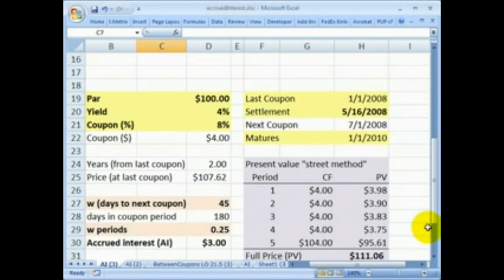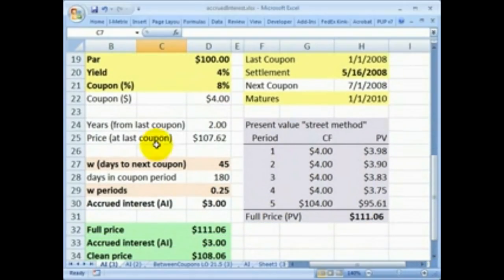Okay, so let me use an actual example with numbers. A lot of numbers here, but it's just one bond example. Assume the bond is priced at par, the yield is 4%, and it's an 8% coupon paid semi-annually. This is a typical assumption for us, and what it means is 8% times the par of 100 is $8. But that's annually, so a $4 coupon is paid every 6 months. Then I'm just going to assume that the last coupon conveniently paid on New Year's, January 1st, 2008. That means the next coupon pays on July 1st. And let's assume that the bond settles. Maybe I sell the bond to you today, which happens to be May 16th. So the settlement is obviously in between coupons.